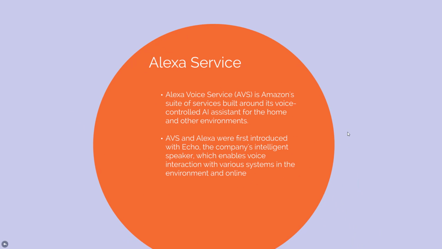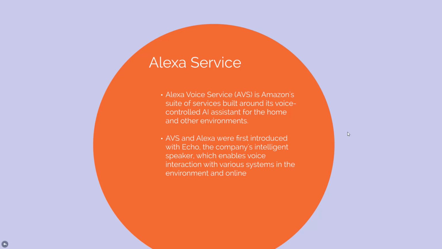The next thing I want to talk about is the Alexa service itself. AVS is Amazon's suite of services built around its voice-controlled AI assistant for the home and other environments. AVS and Alexa were first introduced with Echo, the company's intelligent speaker, which enables voice interaction with various systems in the environment and online.